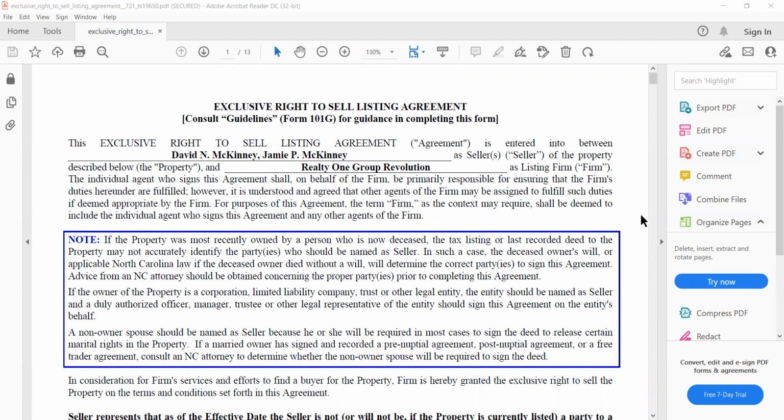This is module 9. We're talking about the listing agreement. So what we want to do today is go through a copy of an exclusive right to sell listing agreement, which I have in front of you.